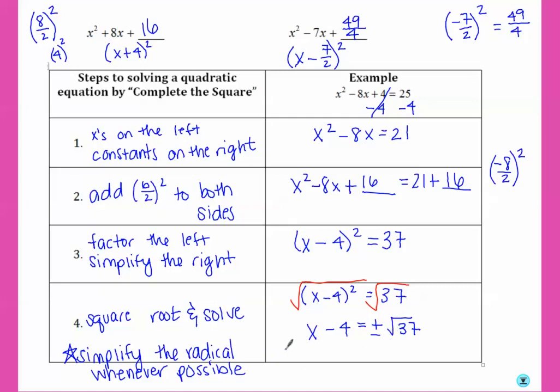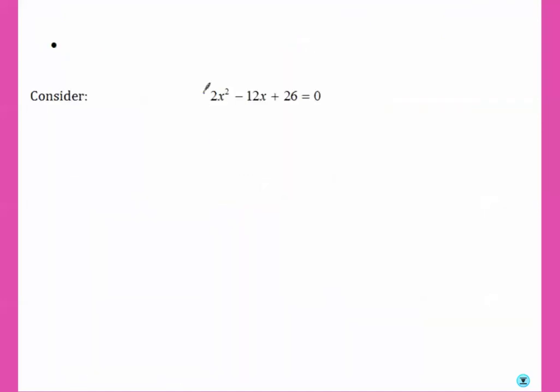All right, so let's look at two more examples which have some special situations. Let's say we have something like this. 2x squared minus 12x plus 26 equals 0. So the main thing that's different this time is that we have a number in front of x squared, meaning that our a is not equal to 1. So what if a does not equal 1?